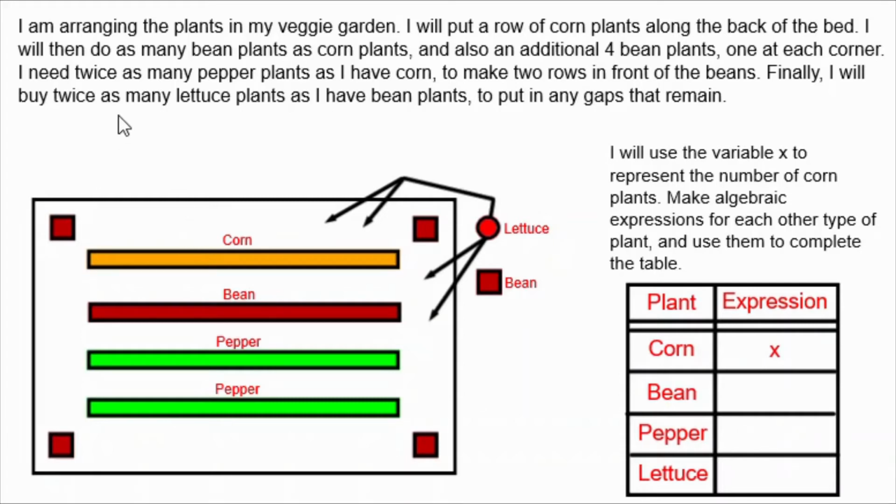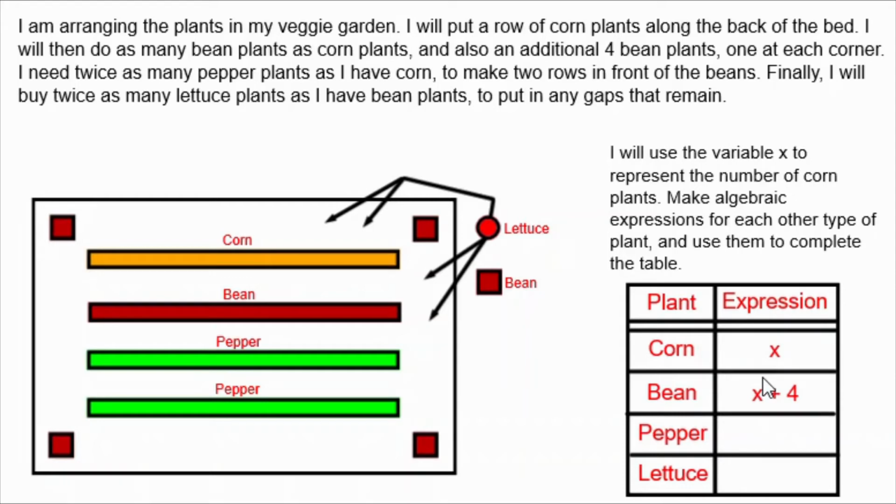Let's start with the bean. It says we're doing the same number of bean as corn, so that would be x, but also an additional 4 bean plants in the corners. That means I'll be needing x plus 4 bean plants. Once I figure out how many corn plants I'm buying, I just have to add 4 to it, and I know how many bean plants to buy.